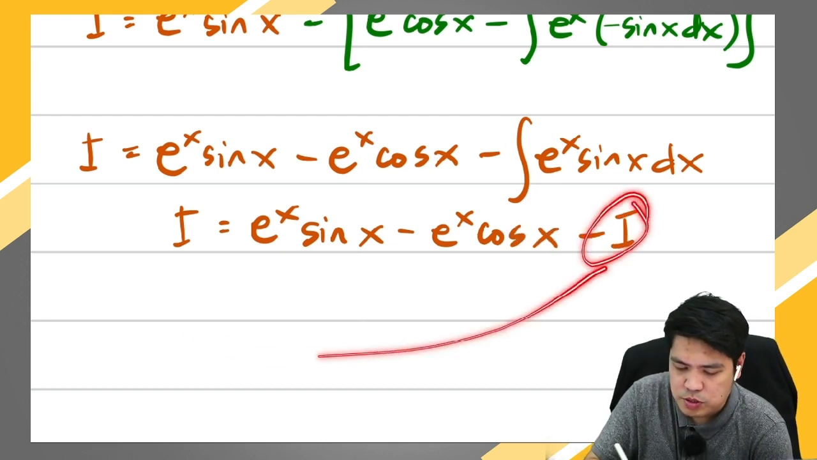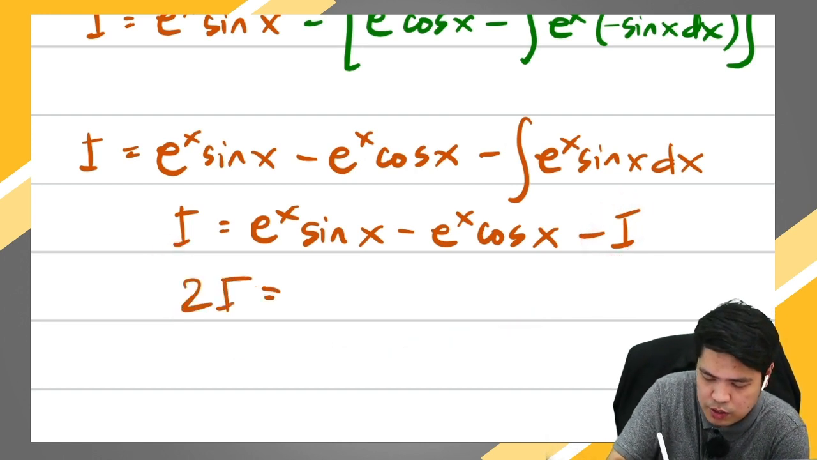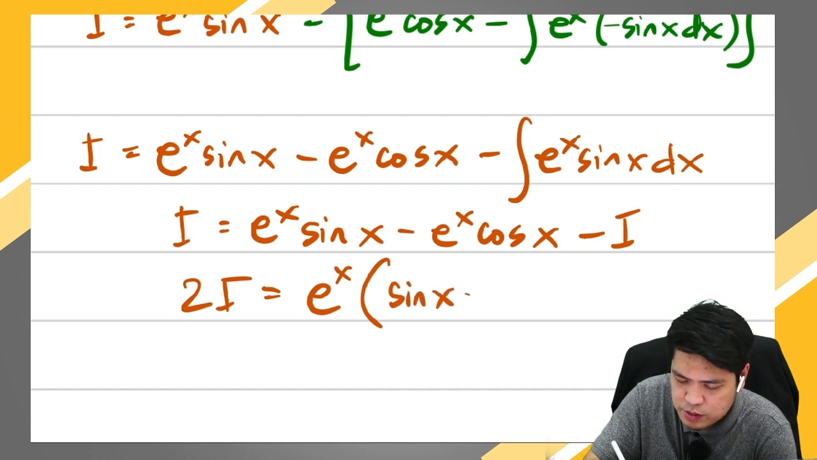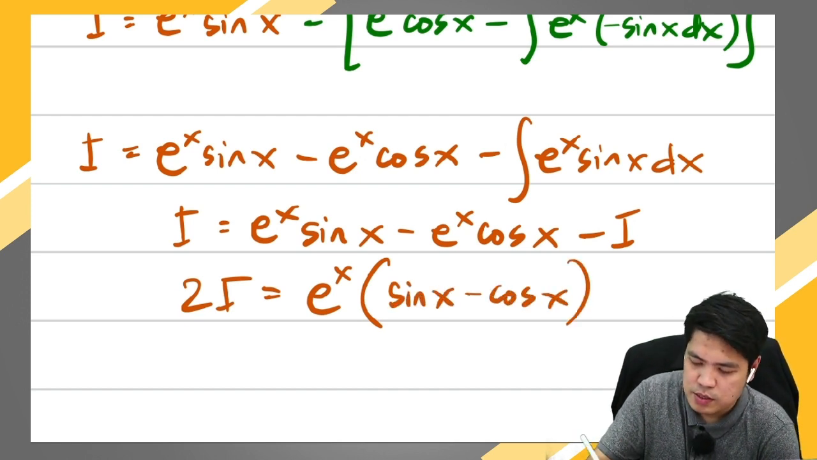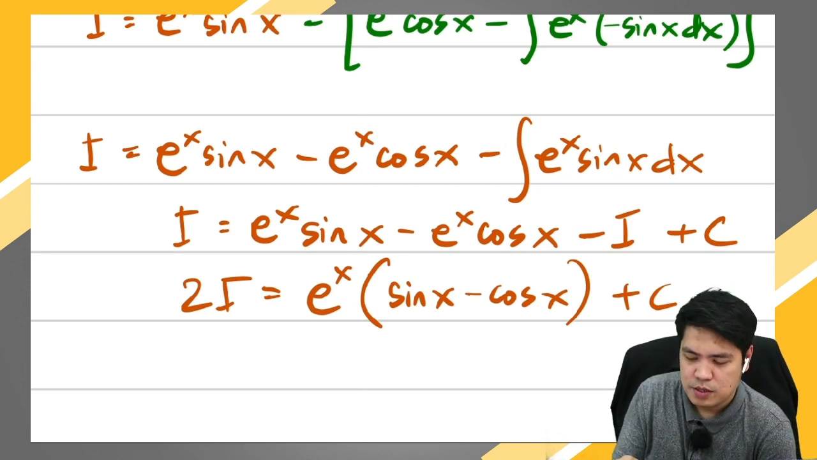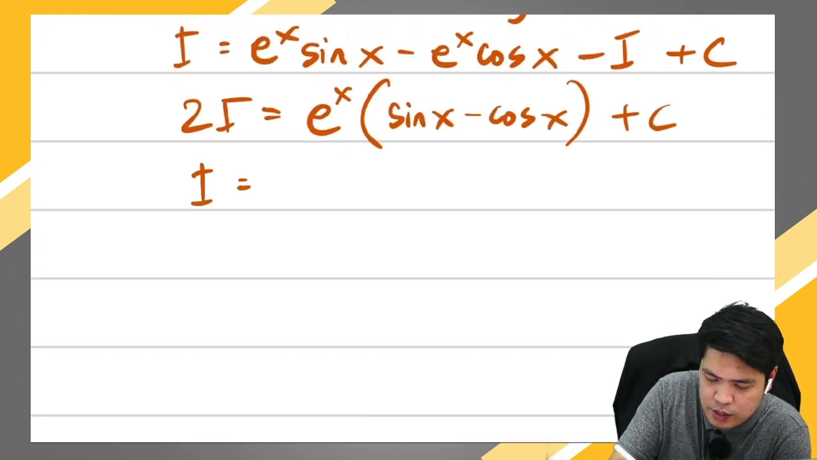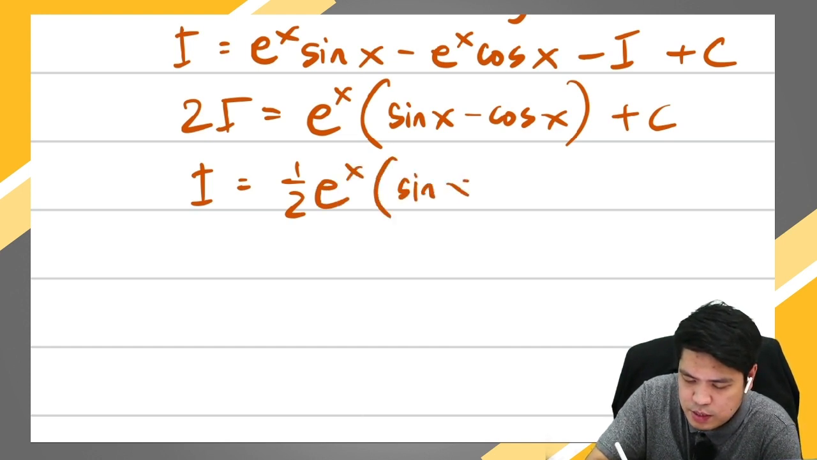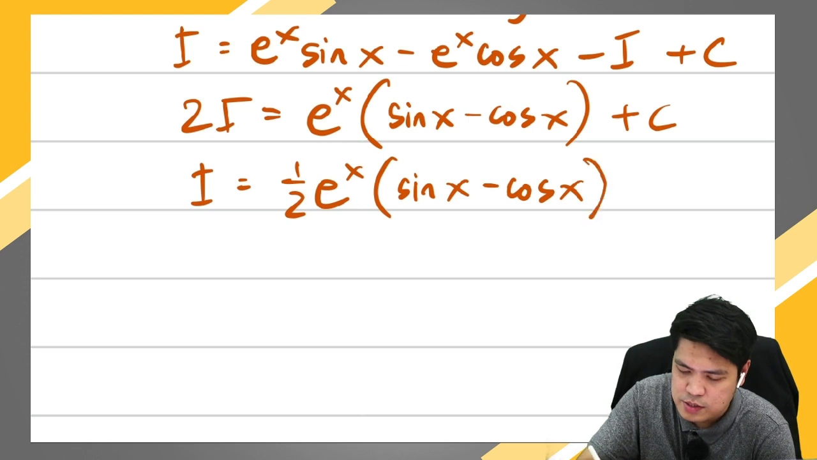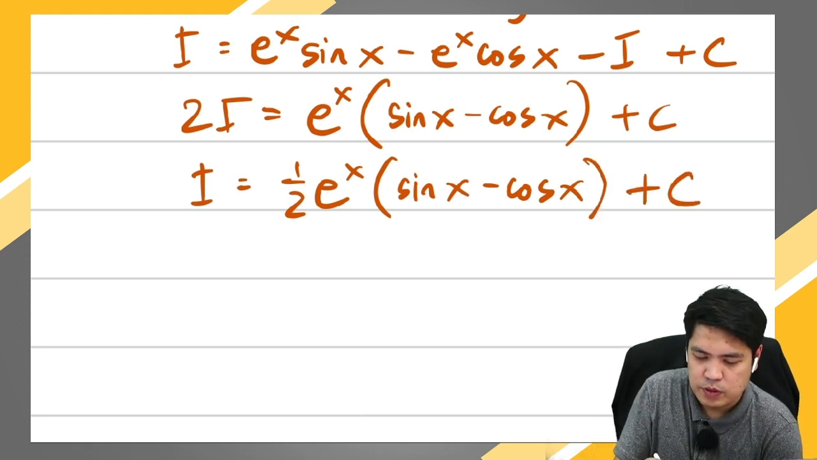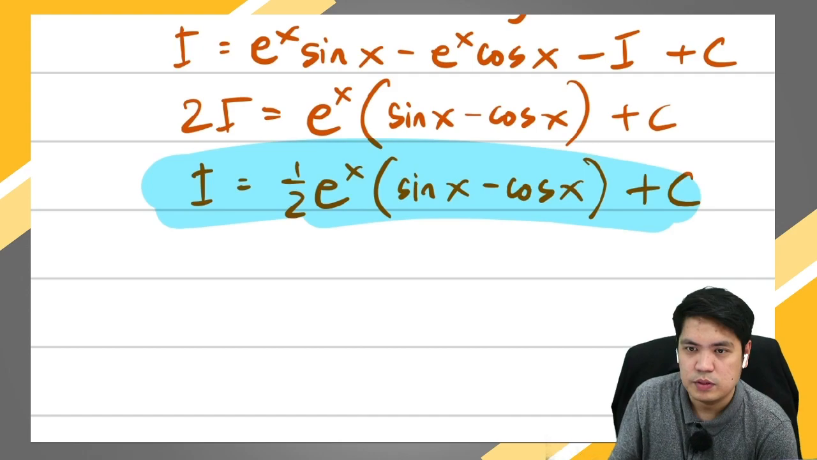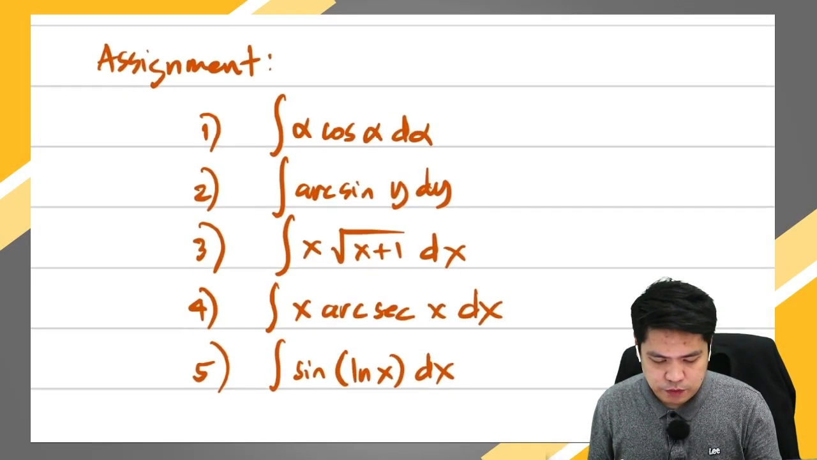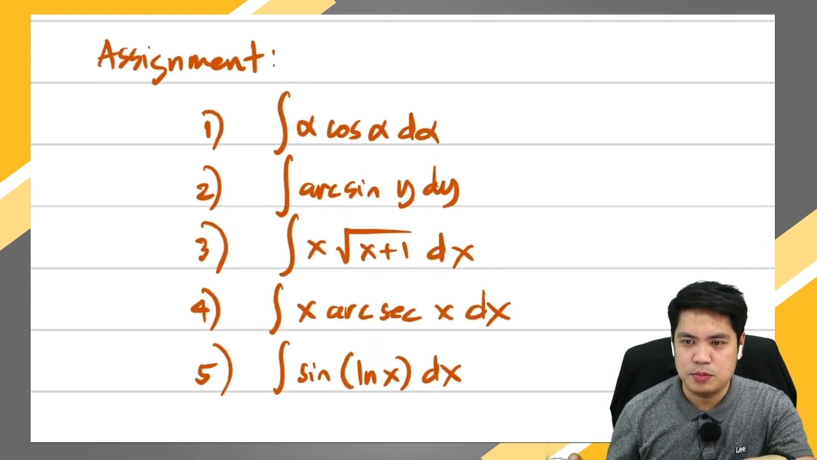Then again, transpose this to the other side. This becomes 2I equal to, if I factor out e to the x, sine x minus cosine x, plus c. Sorry, there is no plus c yet. There should be a plus c. So therefore, I is equal to 1/2 e to the x times sine x minus cosine x, plus c. That is our answer. For you to practice, solve these 5 very easy problems as your assignment.